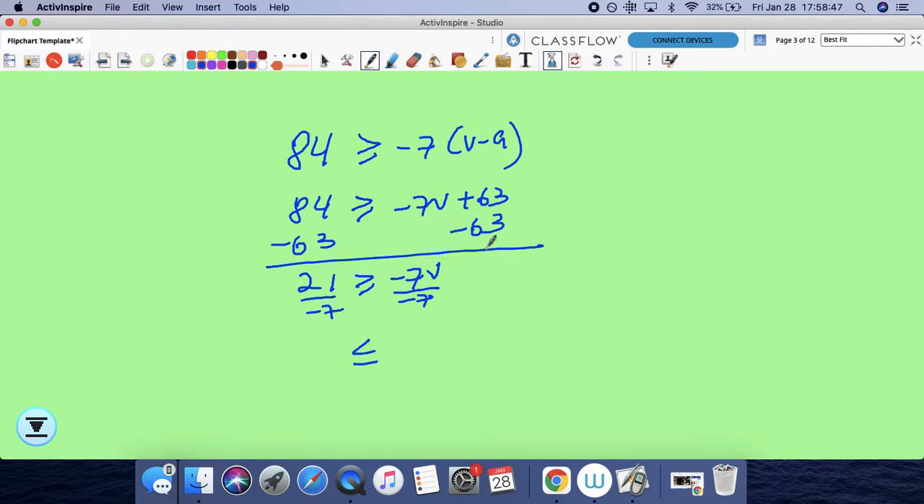Switch the inequality sign. And 21 divided by negative 7 is negative 3. On the number line, negative 3, negative 2, negative 4. Negative 3 is less than all these numbers. So shade, and let's see which way we point.